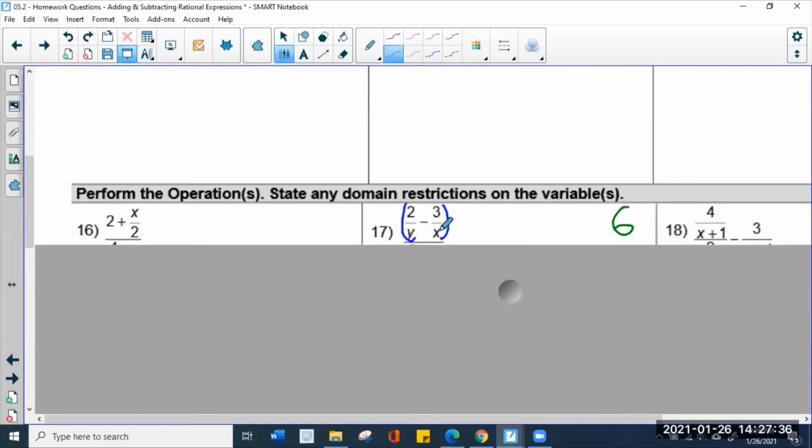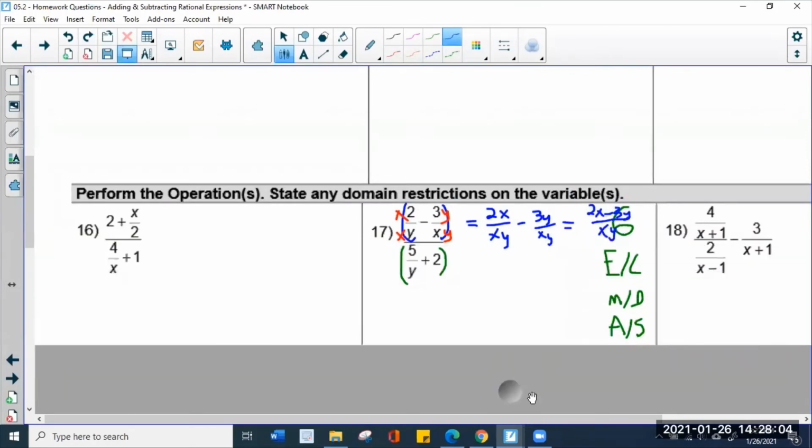What's my greatest common denominator? Oh, this thing needs an x. This thing needs a y. So I just put an x here and a y here. And this problem, believe it or not, is surprisingly not that bad. I get 2x over xy, and then minus 3y over xy. And that doesn't combine; it comes out to 2x minus 3y over xy. And of course, my order of operations thing got in the way, so I'll move it.